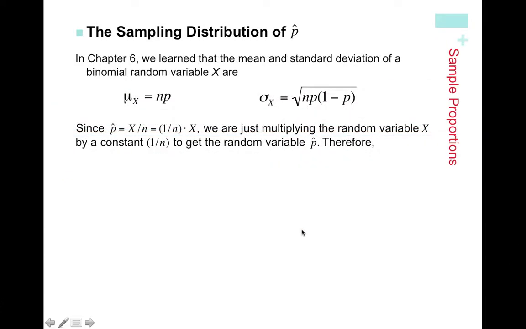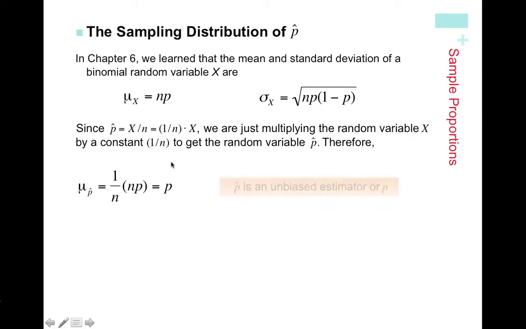And let's take this a little further. In chapter 6, in the previous section with random variables, we found that the mean of a random variable is n times p. The standard deviation of that random variable is the square root of np times 1 minus p. But since p hat can be found by taking the number of successes divided by the sample size, we could think of that as being 1 over n times the random variable.